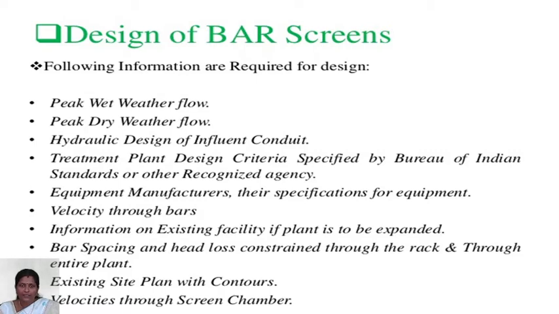Design of bar screens. The following information is required for designing a bar screen. Number one, peak wet weather flow, which was already discussed in unit 1. Wet weather flow means the amount of wastewater collected from houses and the amount of sewage collected from industry. Both are taken as wet weather flow, plus storm water is also taken for conservation. Then peak dry weather flow. Dry weather flow is taken as the sanitary sewer and industrial sewer. These two sewage values are taken for peak dry weather flow.